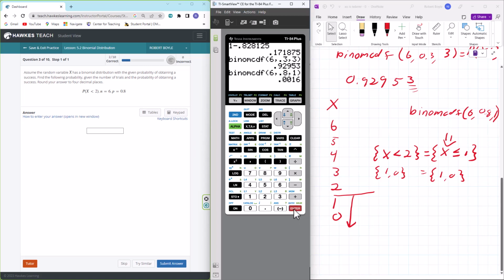And that gives us 0.0016. There's nothing to round here since we already have 4 decimal places, so we just go ahead and type that in.